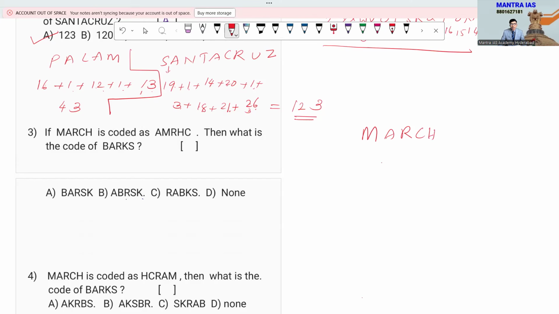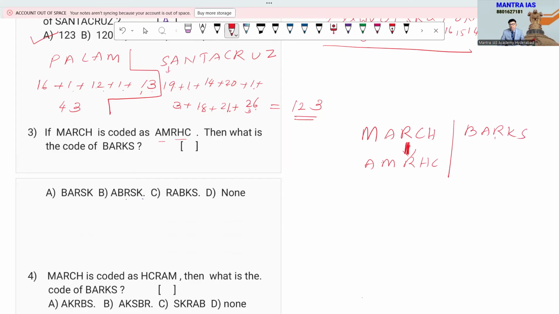MARCH. It has become what? Observe the logic please. Middle, I'll write AMHS. Middle letter is same. So AM or HC. Hope you understood the logic. This is what you call the middle letter is same.